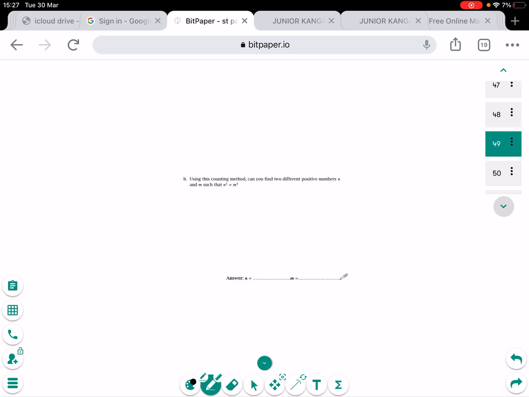And using this method, can you find 2 different positive numbers n and m such that n squared and m squared are the same? I'm pretty sure there are tons of answers for this, but the first one that came into my mind was 1 squared, which equals 5 squared. So 1 squared is still 1 because it's smaller than 12, but 5 squared is 25, and if you divide by 12, the remainder is 1, so 1 and 5.